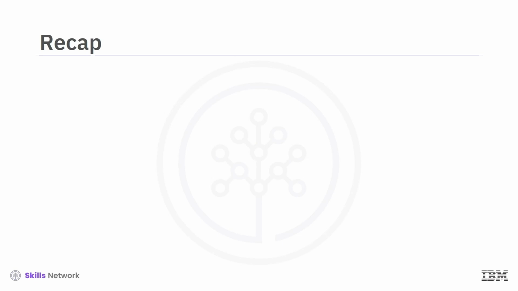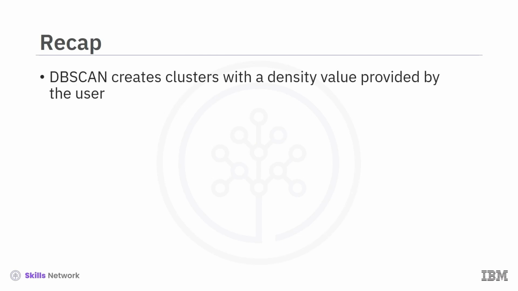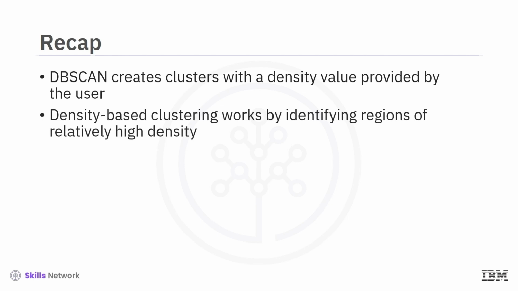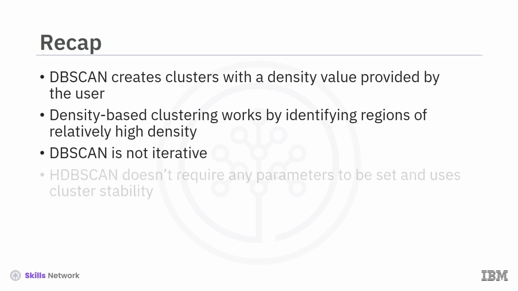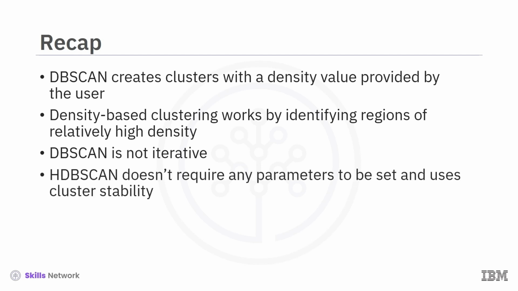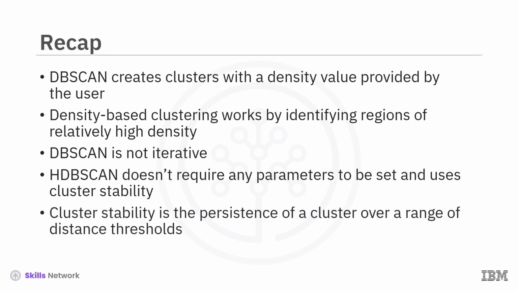In this video, you learned that DBScan is a density-based spatial clustering algorithm that creates clusters with a density value provided by the user. Density-based clustering works well with natural patterns by identifying regions of relatively high density. DBScan is not iterative. HDBScan is a variant of DBScan that doesn't require any parameters to be set and uses cluster stability. Cluster stability is defined as the persistence of a cluster over a range of distance thresholds.